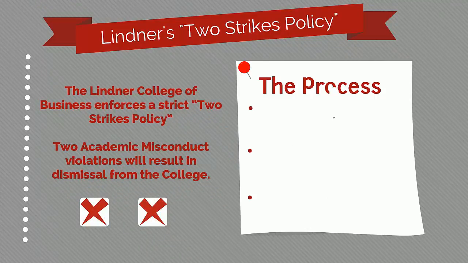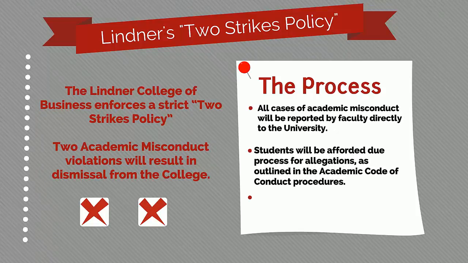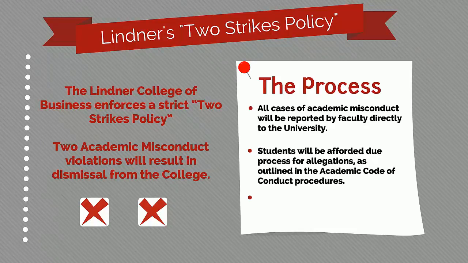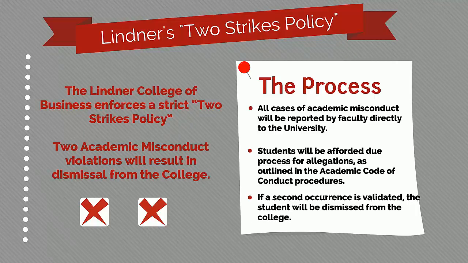The process for academic misconduct is as follows. Students will be reported by faculty directly to the university. Students will be afforded due process for allegations as outlined in the Student Code of Conduct. If a second occurrence is validated, the student will be dismissed from the college.